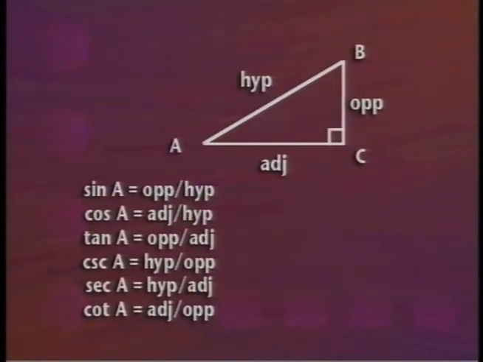The definitions become sine A equals opposite over hypotenuse, cosine A equals adjacent over hypotenuse, tangent A equals opposite over adjacent, cosecant A equals hypotenuse over opposite, secant A equals hypotenuse over adjacent, cotangent A equals adjacent over opposite.